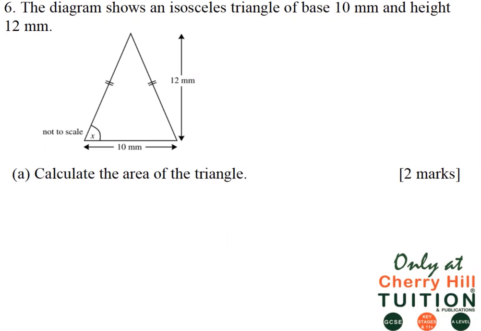Question 6. The diagram shows an isosceles triangle of base 10 millimeters and height 12 millimeters. Calculate the area of the triangle. Okay, so in this question, because it's an isosceles triangle, it makes it a lot easier for us. What we can do is split this triangle in half to form a right angle triangle.